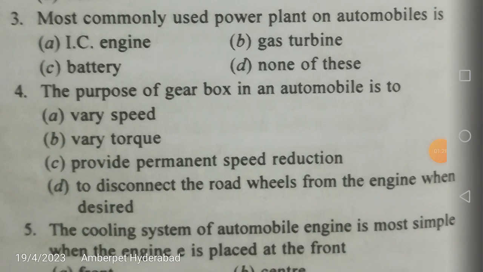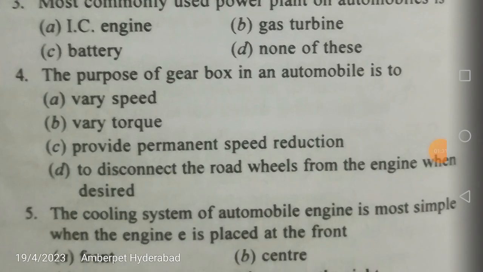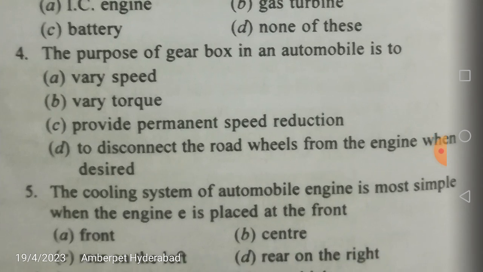Right. The purpose of gearbox in automobiles is it to vary speed, vary torque, provide permanent speed reduction, or to disconnect the road wheels from the engine when desired. So this is your last one. The mechanical element for this particular purpose is the clutch. It is actually to provide permanent speed reduction.